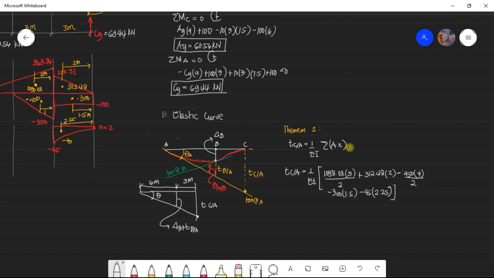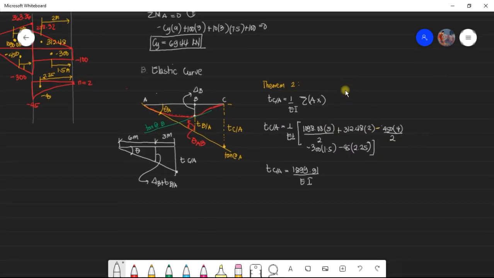Okay, calculate nyo yan. TCA is equal to 1090.08 times 5 over 2 plus 312.48 times 2 minus 450 over 4 times 2 minus 300 times 1.5 minus 45 times 2.25. Approximately 1899.91 over EI. Hindi muna natin calculate yan.